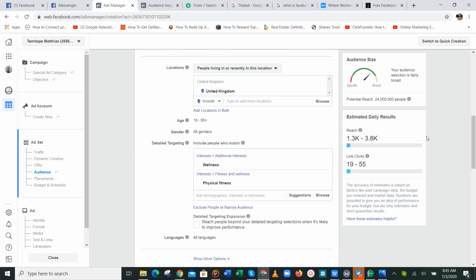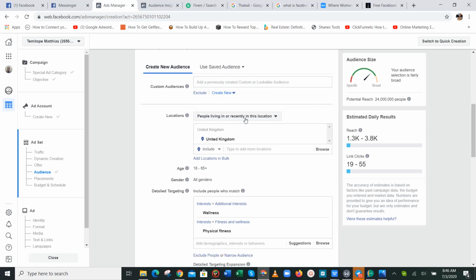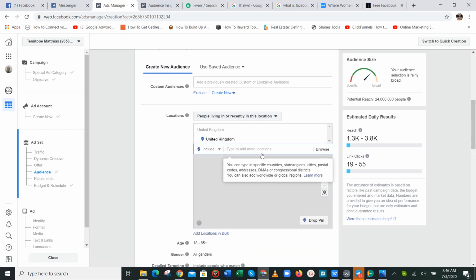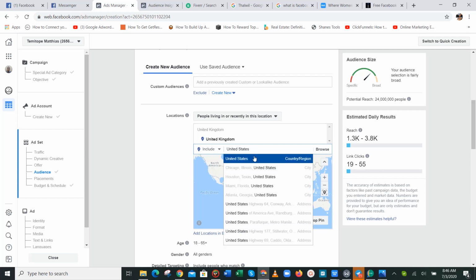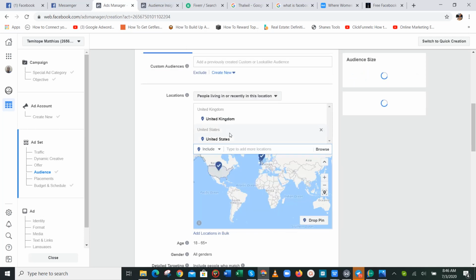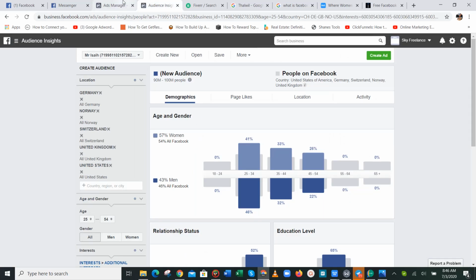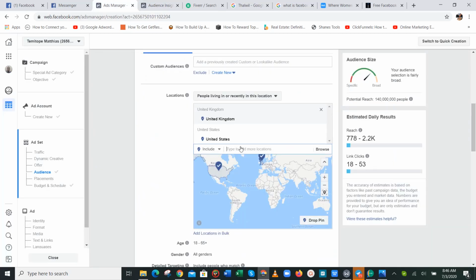So it's already choosing United Kingdom for us. Are there people living or recently in this location? Or people living in this location, or people recently in this location, or people traveling in this location, people living and or recently in this location. So if we combine everything together, this is the best one. So United Kingdom is already chosen. Now let's choose United States, Switzerland, Norway. Fast, fast, fast.